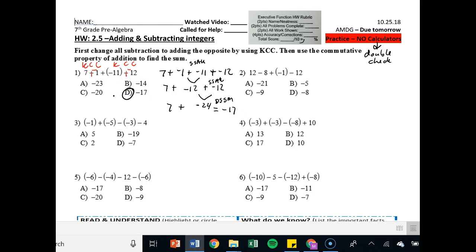All right, so if I were you, I'd pause, do some KCC to number 2, and try and figure out if you can use the commutative property to get that answer. All right, to number 3.